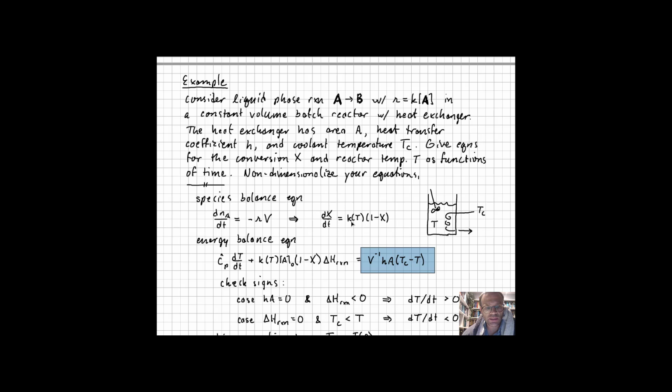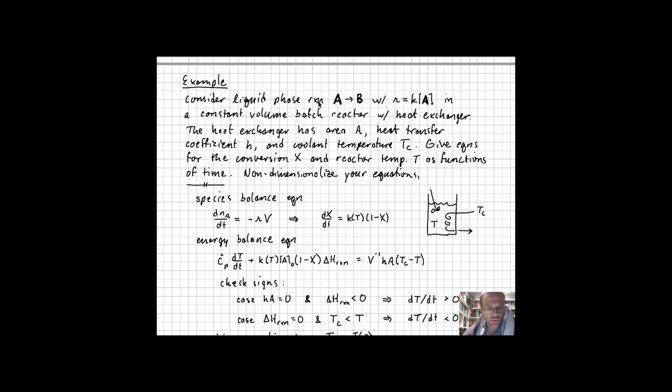dx/dt equals k, the rate constant as a function of temperature, times (1 minus X). This is what's left of that species balance equation after some simplification. The energy balance equation is quite a bit more complicated. In this case, we're in a liquid phase reaction, so we're going to have incompressible components.